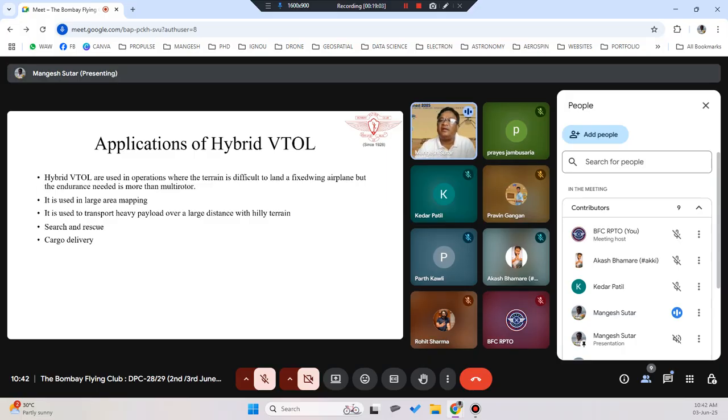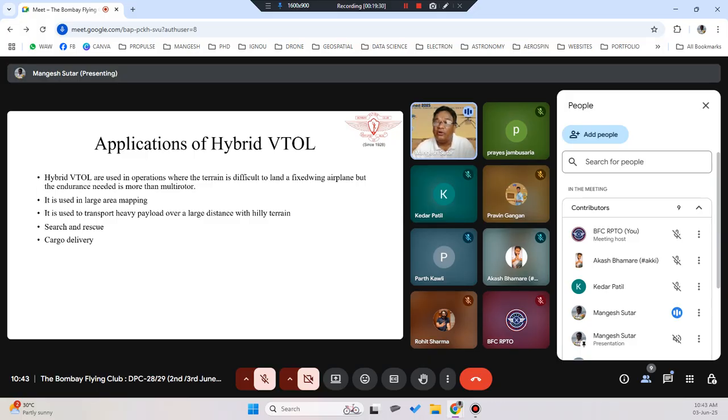Where we have to do large area mapping or transport heavy payload over a large distance with hilly terrains like Ladakh or probably Assam, Kerala, these types of locations normally people use hybrid VTOLs. Or even in search and rescue, where you have to quickly take off your aircraft and scan a large area. In that scenario, you will use hybrid VTOLs.